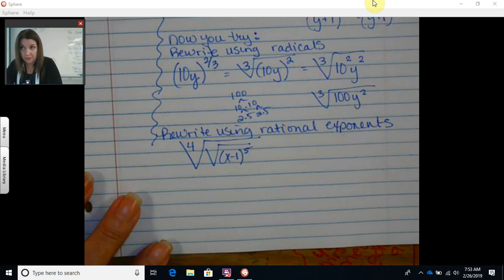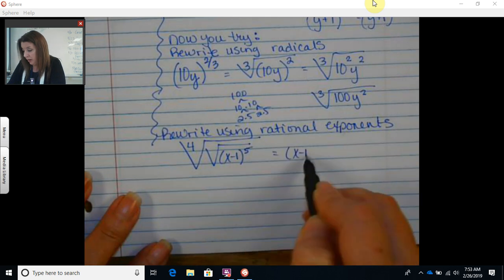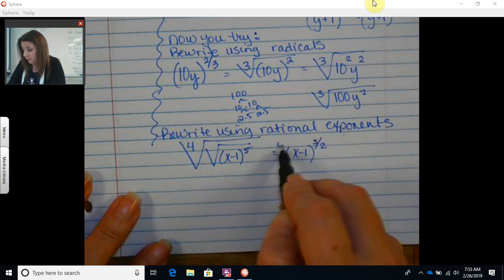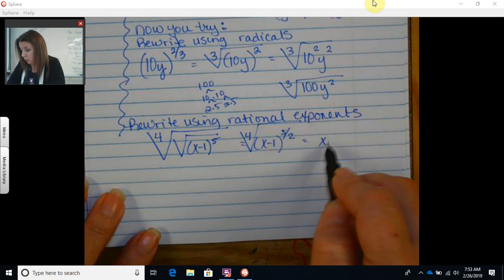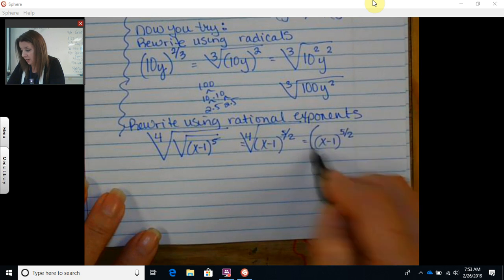Anybody got the answer? Is it x minus 1 to the 5/8? That's what I got. X minus 1 raised to the 5/8. Did y'all get that? Yeah. All right, good. So innermost radical would be x minus 1 raised to the what? 5 halves, right? So that's the 4th root of that. And so then we would take x minus 1 quantity raised to the 5 halves quantity raised to the what? 1/4.